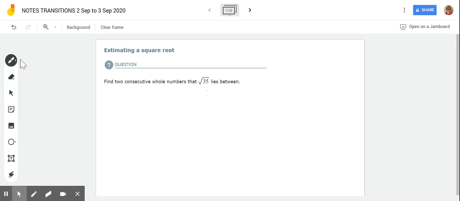find two consecutive whole numbers that the square root of 35 lies between. In other words, what two numbers does that lie between? That's all, but two whole numbers. So to know this, you've got to know your squares.